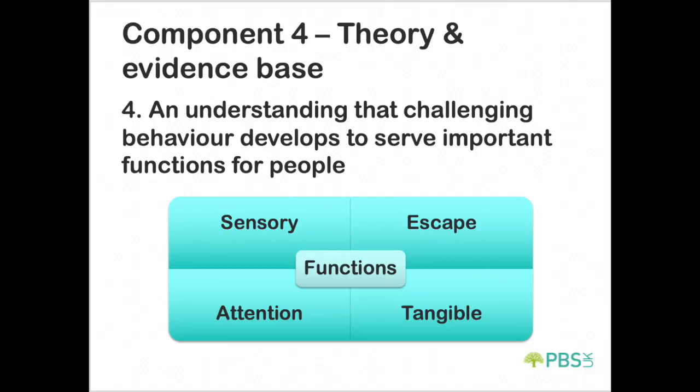Component 4 is the first in the second grouping of components, so theory and evidence base, and this is going to be familiar to many of you, and it is the part that really grounds PBS in the science. So component 4 is an understanding that challenging behaviour serves important functions for people. Behaviour has a purpose. It does not occur in a vacuum.